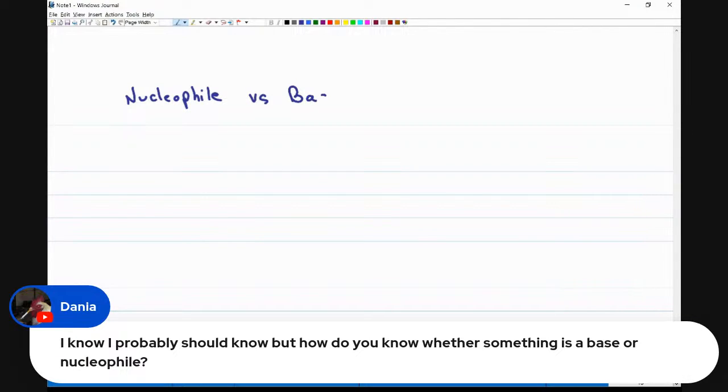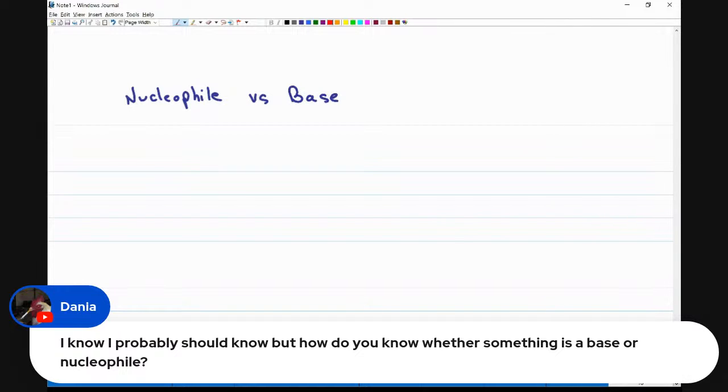If nucleophile versus base is your biggest question, because you're worried that if you don't know the difference between a nucleophile and a base, how are you going to know the difference between a substitution and an elimination reaction? This is one of the most common questions that I get. The first thing I'm going to tell you is that it does not actually matter. It doesn't matter if something is a nucleophile or a base, because you're going to look at other parts of the reaction to figure out what is going to take place.